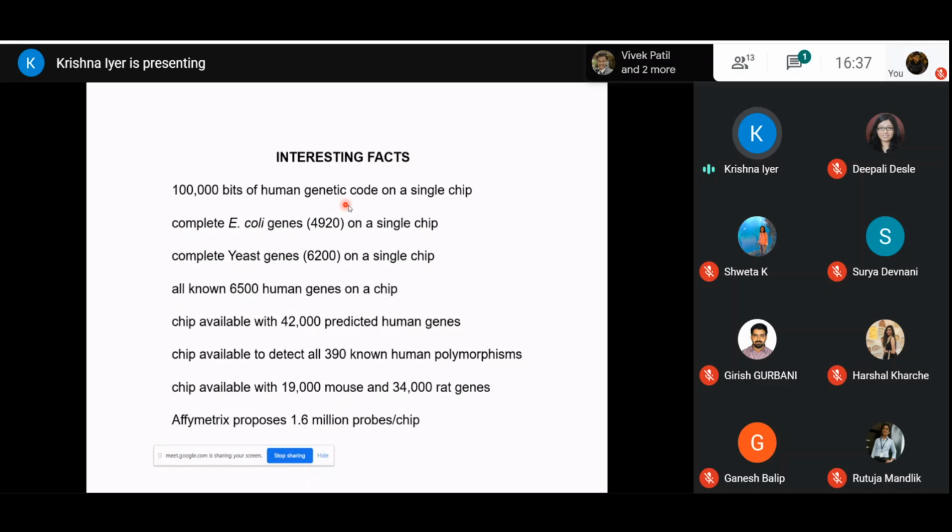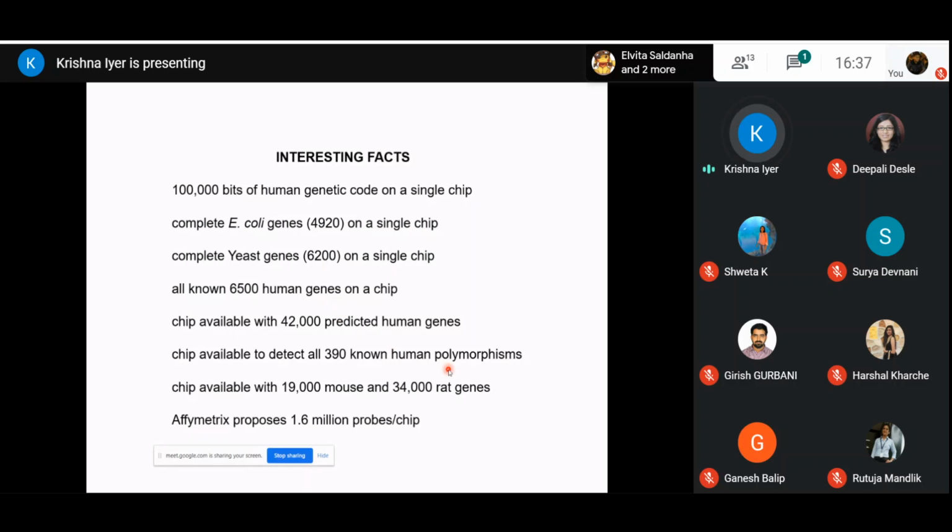100,000 bits of human genetic code is there on a single chip. All E. coli genes, all yeast genes, they are put on a single chip. So I can do an experiment on E. coli and look at every gene, whether its expression increases or decreases. All known 6,005 human genes. This is not the right number as of the moment, because the number of human genes is close to 20,000 now. But there is also a chip available with 42,000 predicted genes, based on computational analysis.